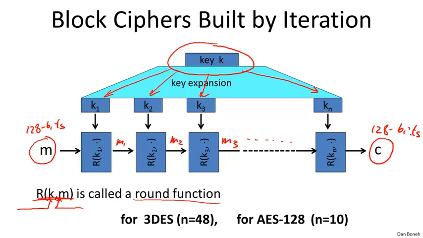Now, different ciphers have different numbers of rounds, and they have different round functions. So for example, for triple DES, the number of rounds is 48, and we're going to see exactly how the round function for triple DES works. For AES, the number of rounds is only 10, and again, we're going to look at how the round functions for AES work as well in just a minute.